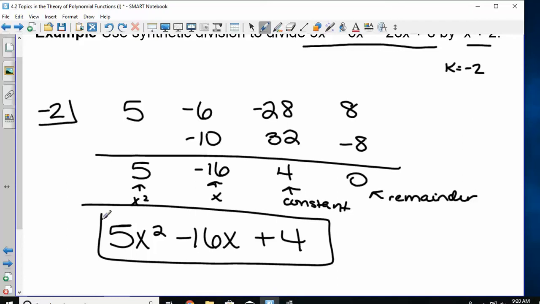So what if you did have a remainder? If my remainder was like a 10, you put plus 10 over what you divided by, which was x plus 2. Okay, do you guys remember doing this at all? Yes. Okay, good.